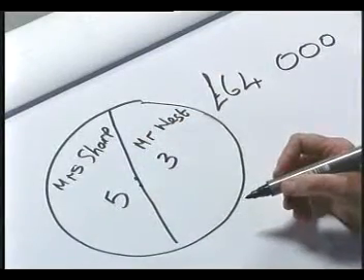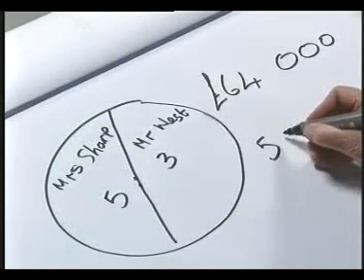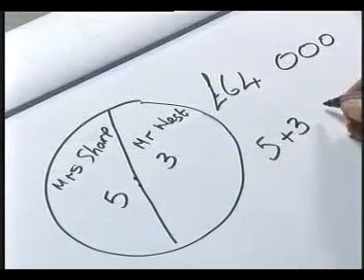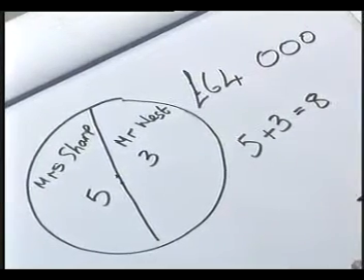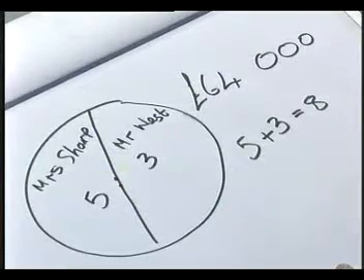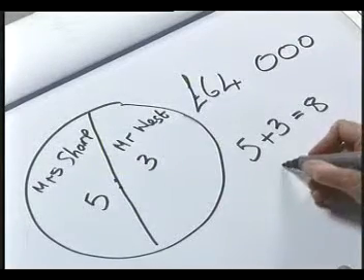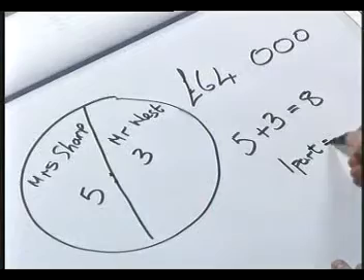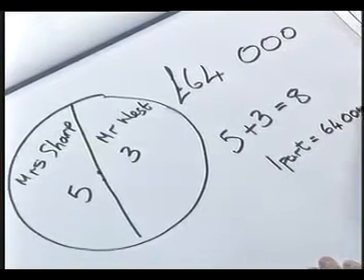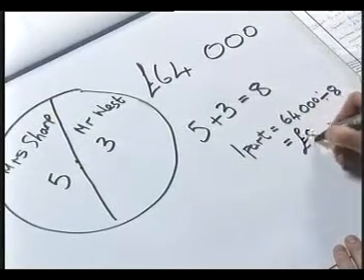What we do first is we work out the total number of parts that the inheritance is split up into. Well, we use the ratio for that. It's 5 parts for Mrs. Sharp and 3 parts for Mr. West. So altogether, that is 8 parts. Then we work out what the total value of one part of the inheritance would be. Now we know that the total inheritance is £64,000. So one part equals 64,000 divided by 8. And that is £8,000.